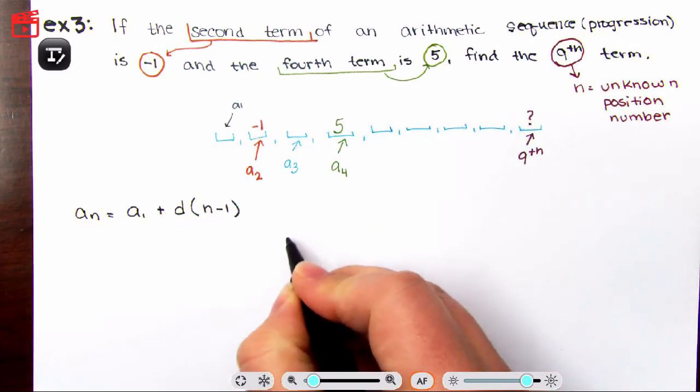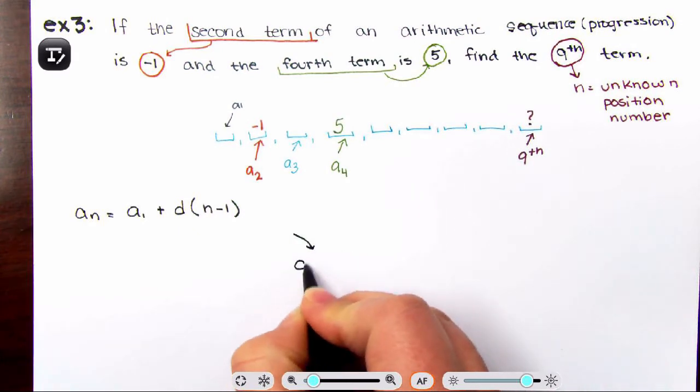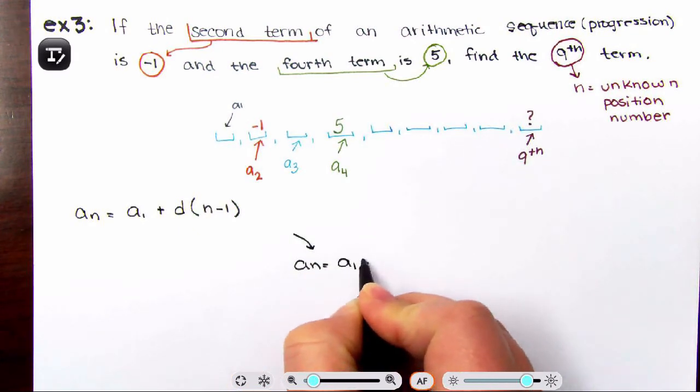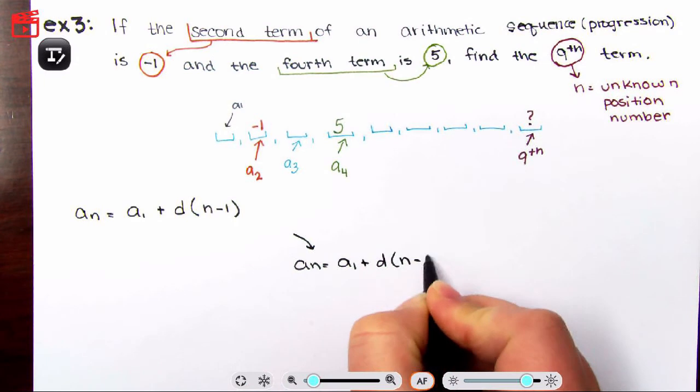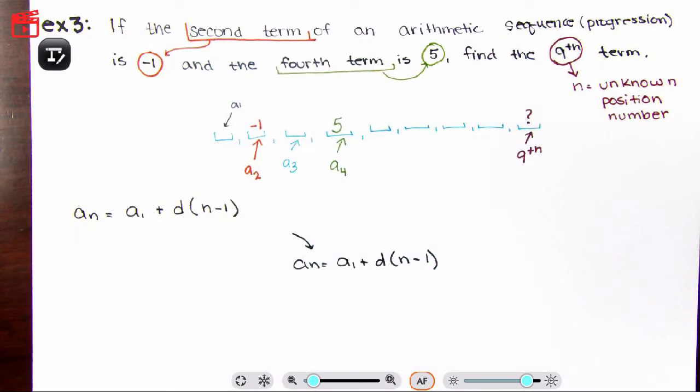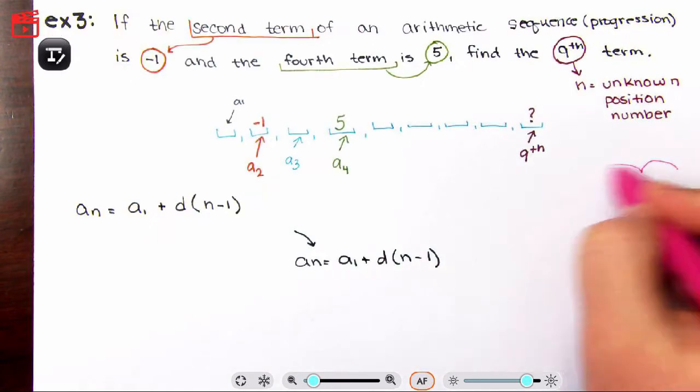If we use the equation, a sub n is equal to a sub 1 plus d times n minus 1, we can substitute with the given information. For example, I know, here's my thinking bubble.